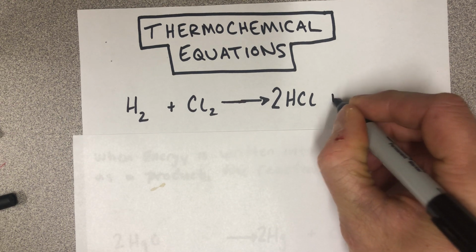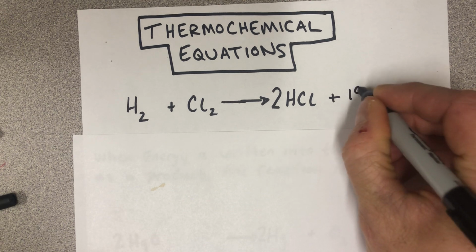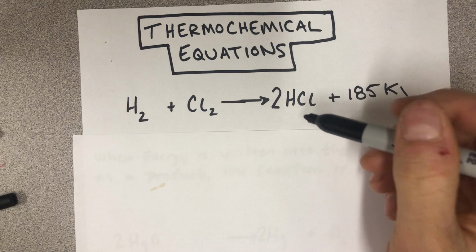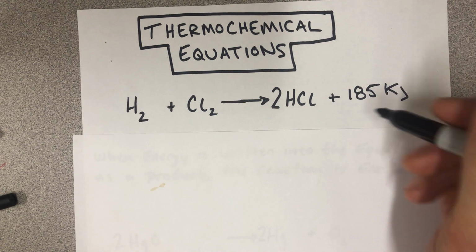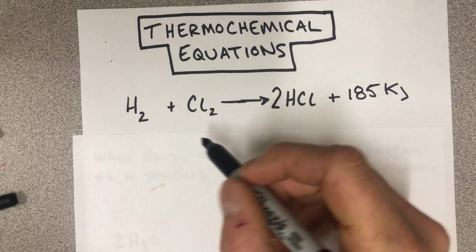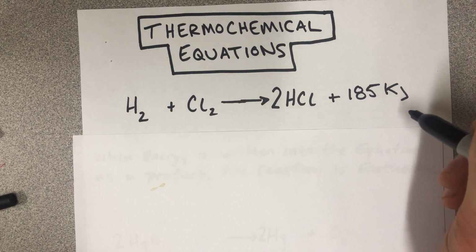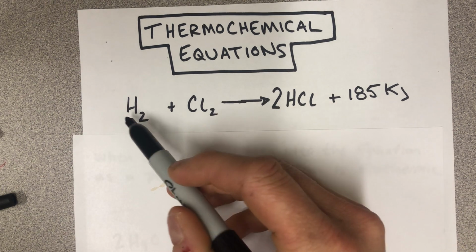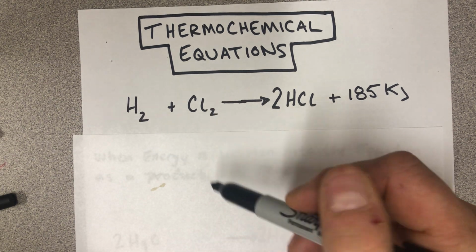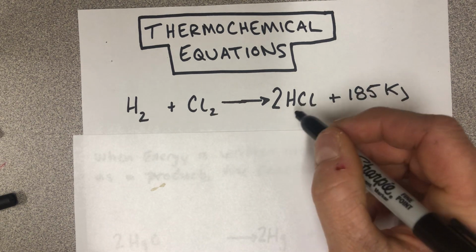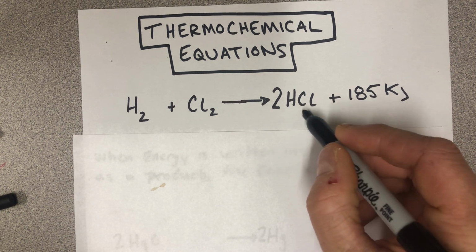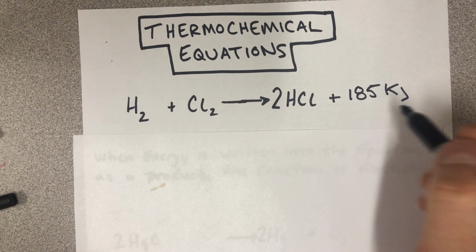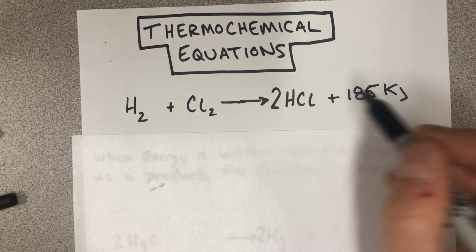And so I'm going to put this number here. Okay, so this is a reaction that actually produces energy. It produces 185 kilojoules of energy as per this balanced equation. So as long as you have 1 mole of hydrogen and 1 mole of chlorine, they're going to react and theoretically make 2 moles of hydrochloric acid and produce 185 kilojoules of energy. So this is what a thermochemical equation looks like.